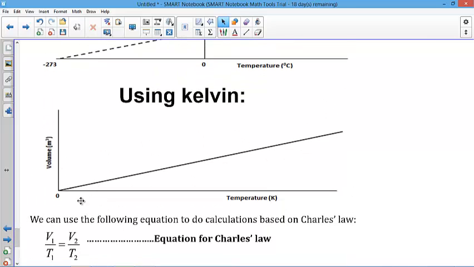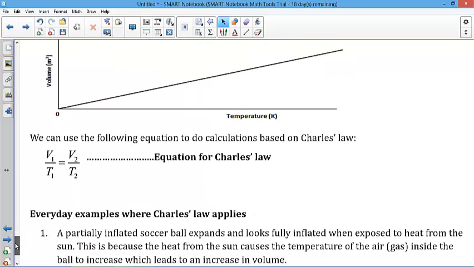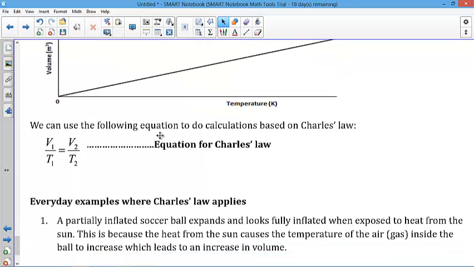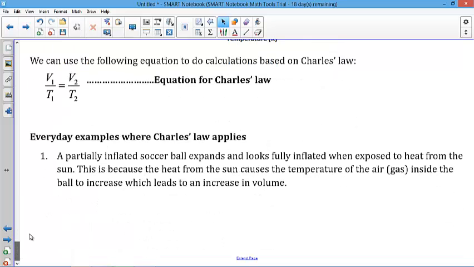Now, if you plot the graph of volume against temperature using the Kelvin temperature scale, then we're going to find that the line is going to pass through the origin, and it's going to have a positive gradient. We can use the following equation to calculate volume or temperature, depending on what we're given, for Charles' law when pressure is kept constant. So this equation only applies when pressure is kept constant.